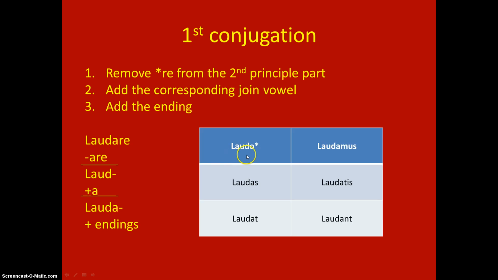When we add the endings, we get a chart that looks like this. Laudo, laudas, laudat, laudamus, laudatis, laudant. Now, you'll notice the A is missing here. In first conjugation and third conjugation, we're going to get rid of that join vowel when we add an O. It's really easy to remember because this form in this box is always the same as your first principal part.